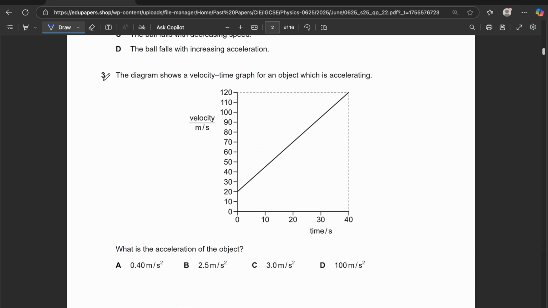3. The diagram shows a velocity time graph for an object which is accelerating. What is the acceleration of the object? We have a velocity time graph, so we find the gradient to get the acceleration. We get 2 points here, 0, 20 and 40, 120. So 100 divided by 40 is 2.5 meters per second squared. So B.